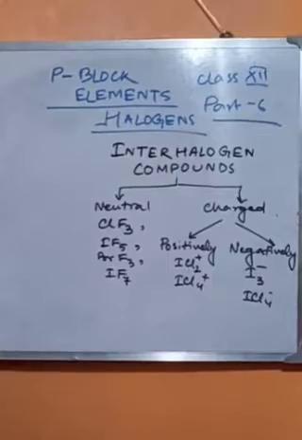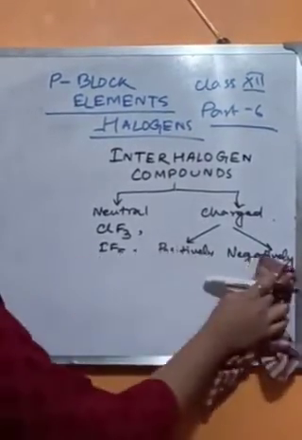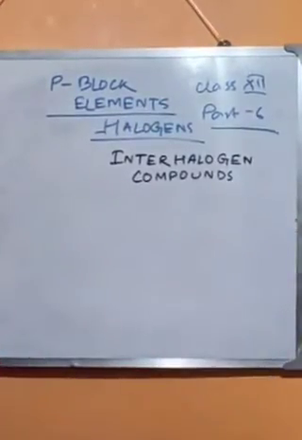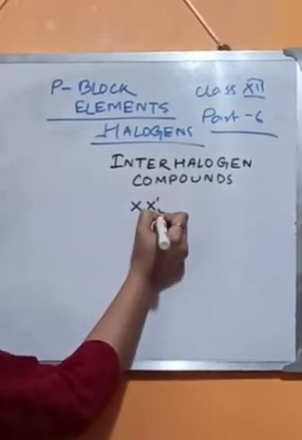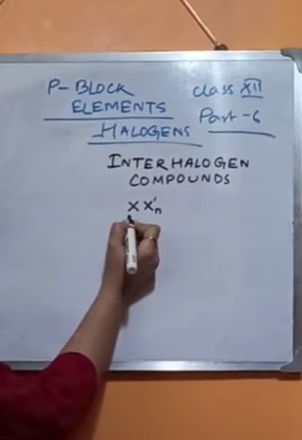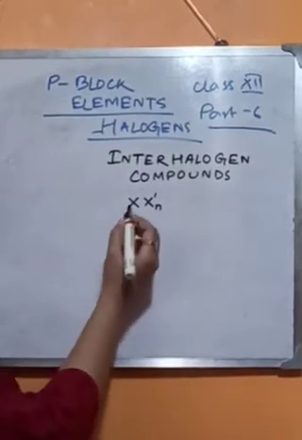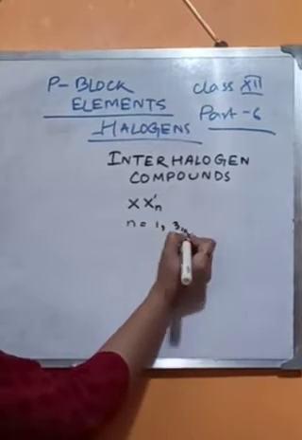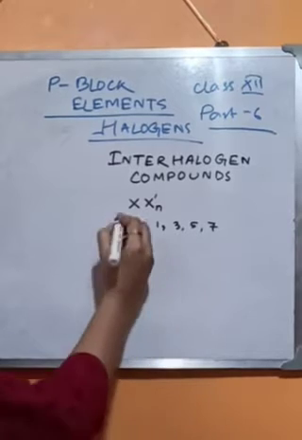Okay, there are 4 types of interhalogen compounds. First let me give you the general formula of interhalogen compounds. The general formula is XX'n, where X is a particular halogen atom and X' is another different halogen atom. And the value of n can be 1, 3, 5 or 7.